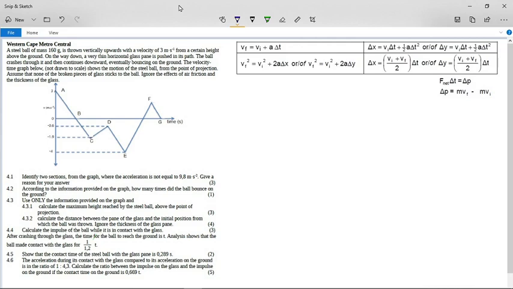The velocity time graph below, not drawn to scale, shows the motion of the steel ball from the point of projection. Assume that none of the broken glass sticks to the ball. Ignore the effects of air friction and the thickness of the glass.